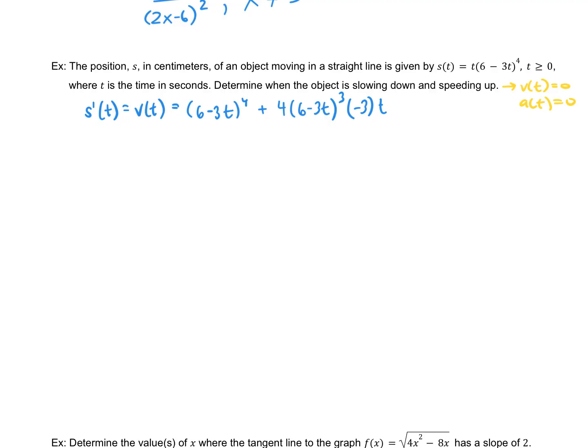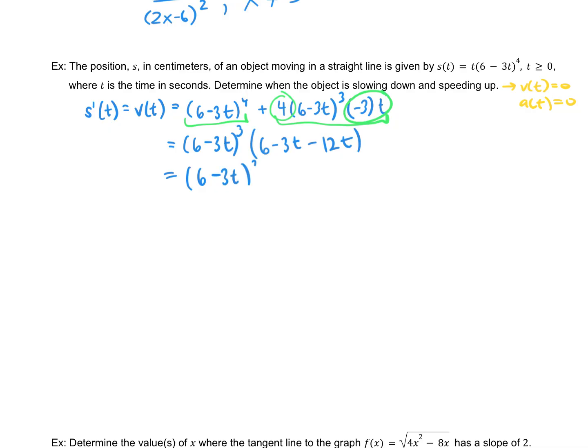I am going to clean this up a little bit. I don't want to expand and simplify this, so I'm just going to factor out the common bracket, which is 6 minus 3t, and it's common 3 times. So when I take it out from this first unit, I still have one of them left over. When I take it out from here, I'm just left with the 4 and the negative 3t, so that's just negative 12t. And clean it up, and we're left with 6 subtract 15t.